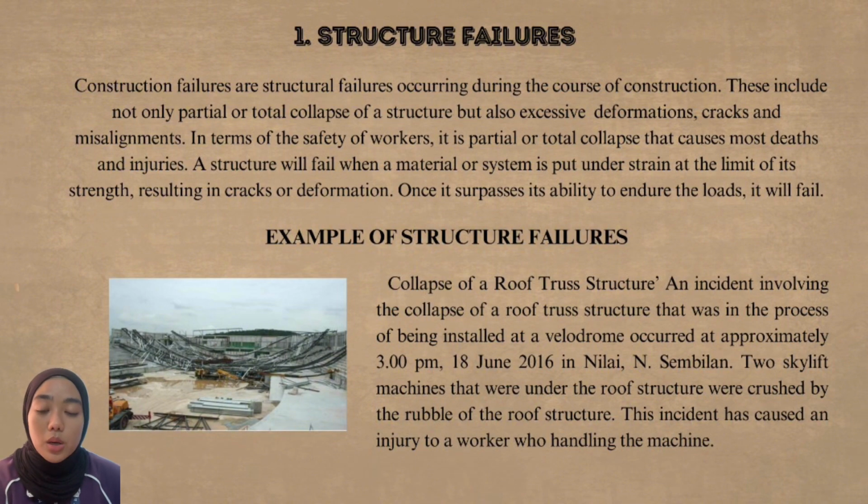This is an example of structural failure involving the collapse of roof trusses that were in the process of being installed at the velodrome. It occurred at approximately 3 p.m. on 18 June 2016 in Nilai, Negeri Sembilan, and caused two skylift machines under the roof structure to be crushed by the rubble of the roof structure.